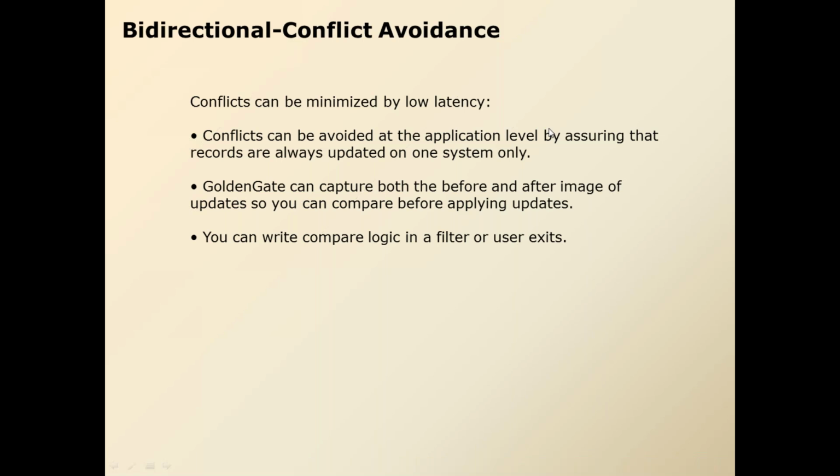One thing before I proceed: Goldengate can manage your CDR, but the Goldengate CDR feature works in conjunction with the application. So try to minimize the conflicts at the application level. Try to design your Goldengate such that the fewest conflicts arise. Conflicts can be avoided at the application level by assuring that records are always updated on one system only. If you can do that, that is good. If you cannot, then CDR is going to help you.